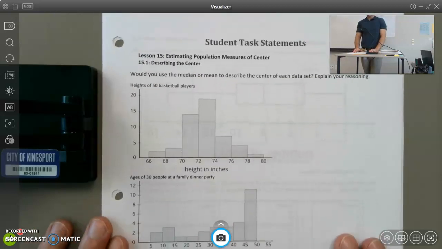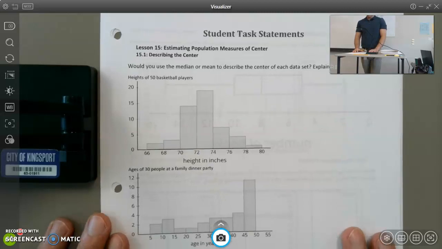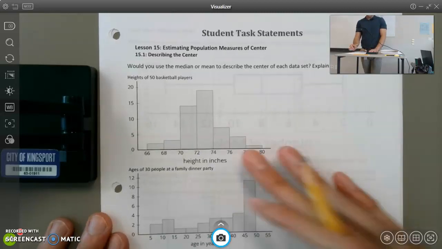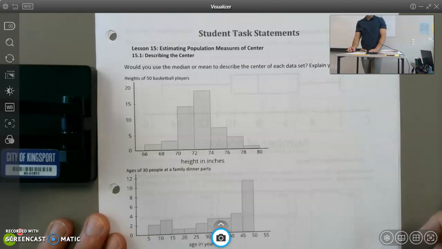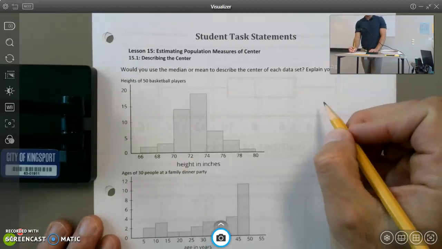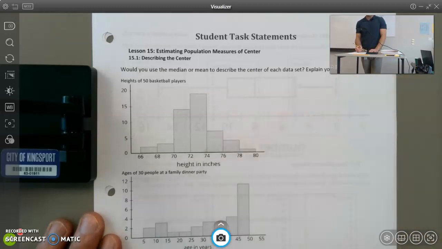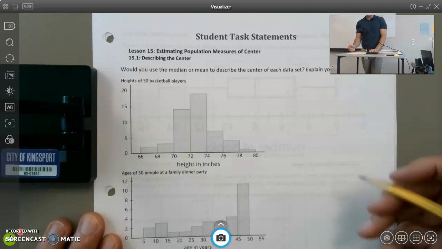So here we have a couple different types of graphs. We are looking at this bar graph, and we are asked to determine whether it would be appropriate to use the median or the mean to describe the center. When talking about when it's appropriate to use median and when it's appropriate to use mean, these are the things that we want to think about.